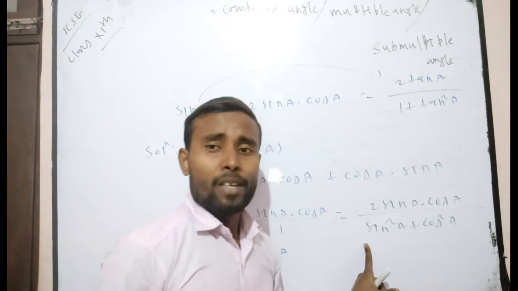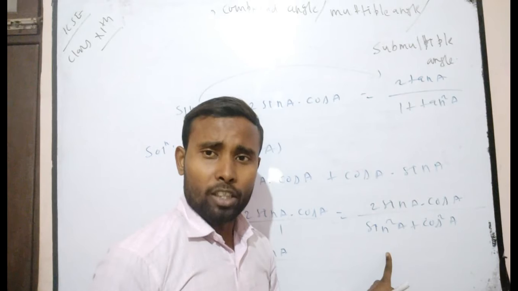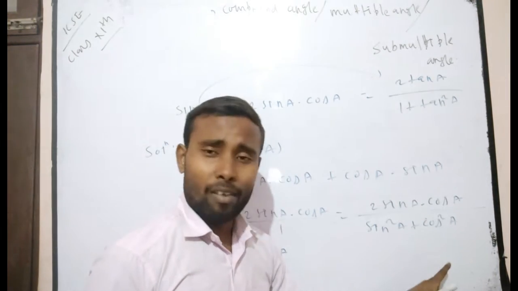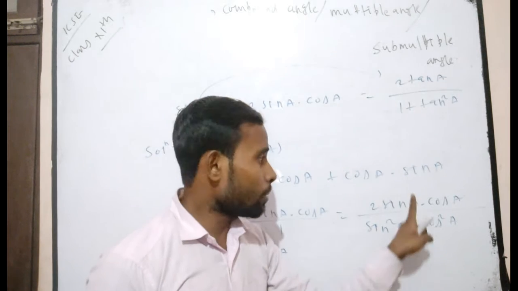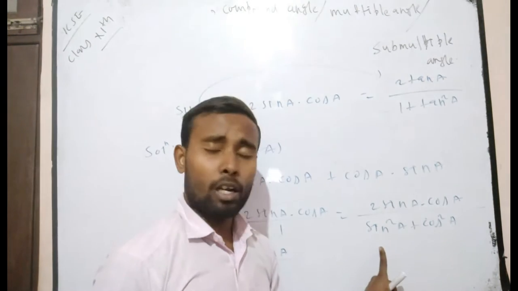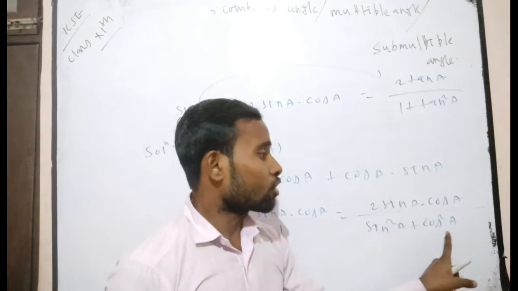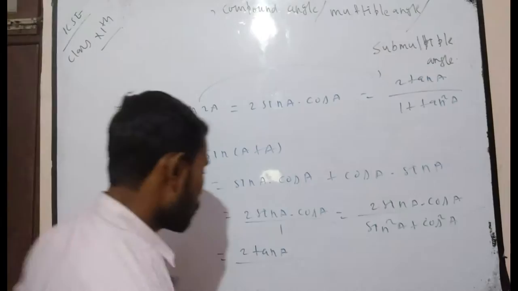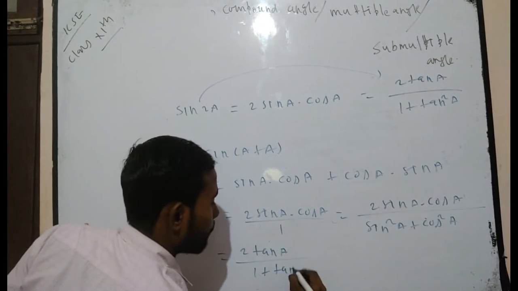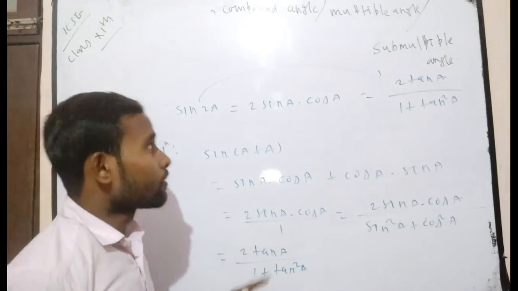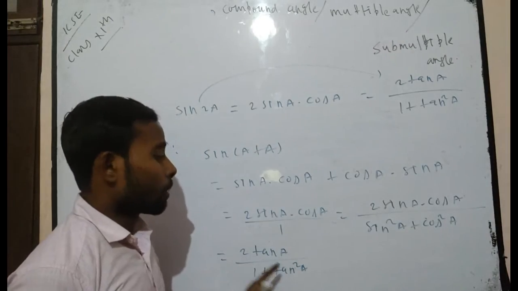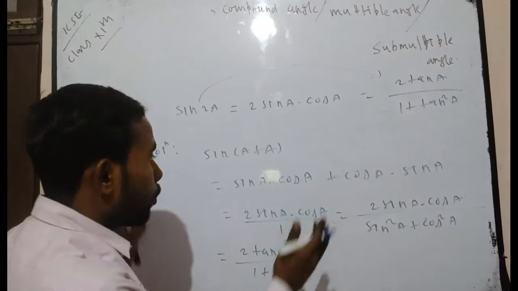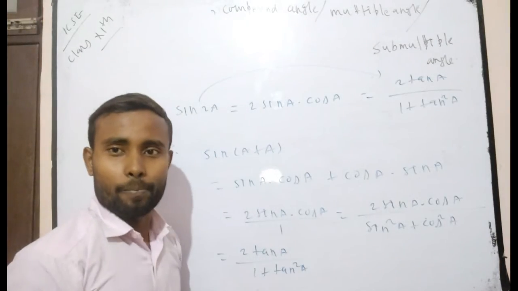Similarly, if you divide the numerator by cos square a, then definitely you have to also divide the denominator by cos square a. In that case, cos square by cos square will be 1 and sin square by cos square is equal to tan square. So you can write 1 plus tan square here. That will be sin 2a is equal to 2 tan a by 1 plus tan square a. That means you can say that all these formulas are linked to each other.